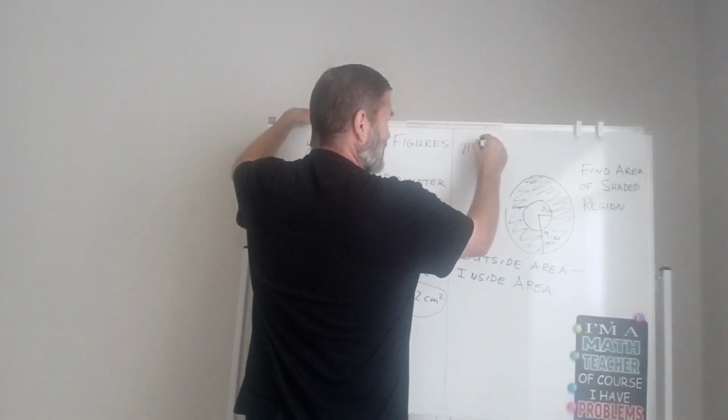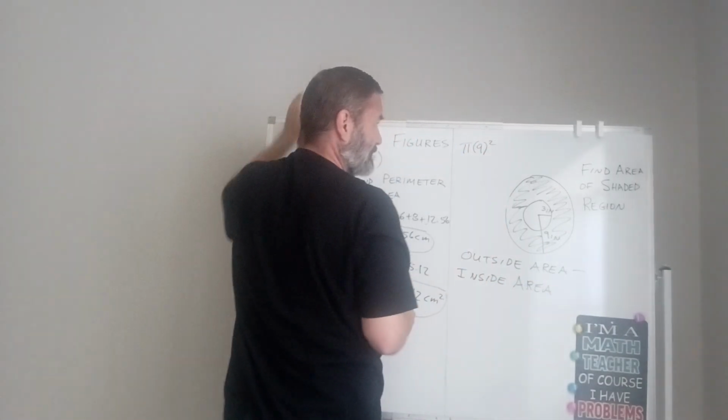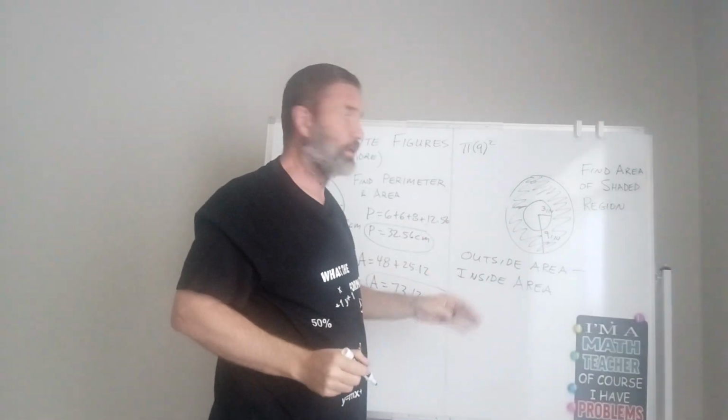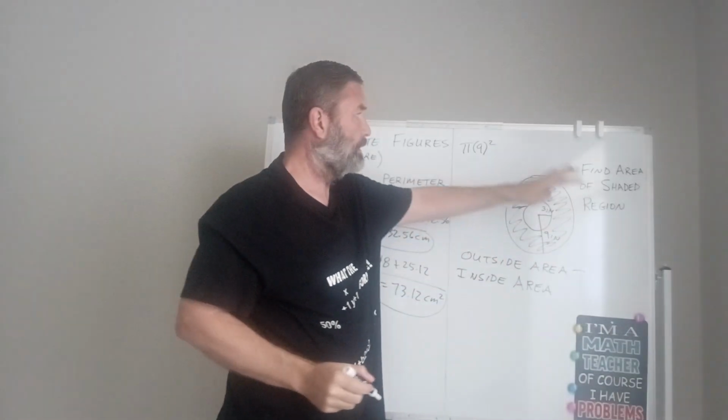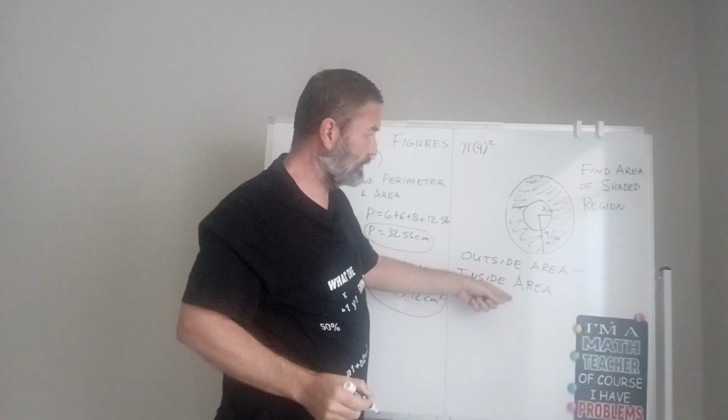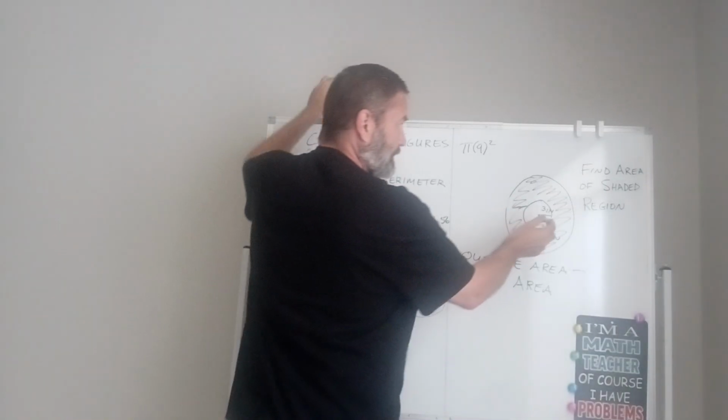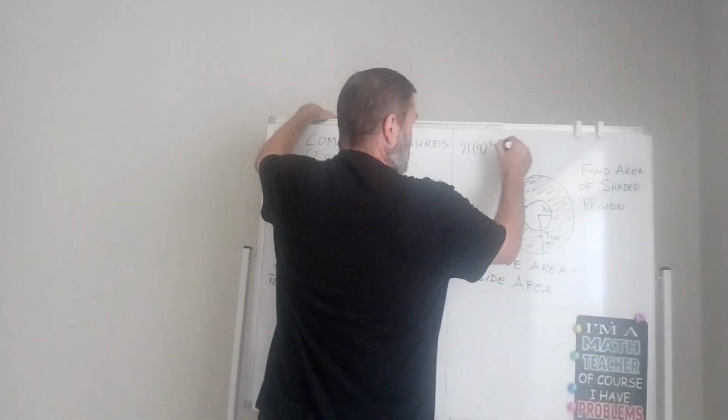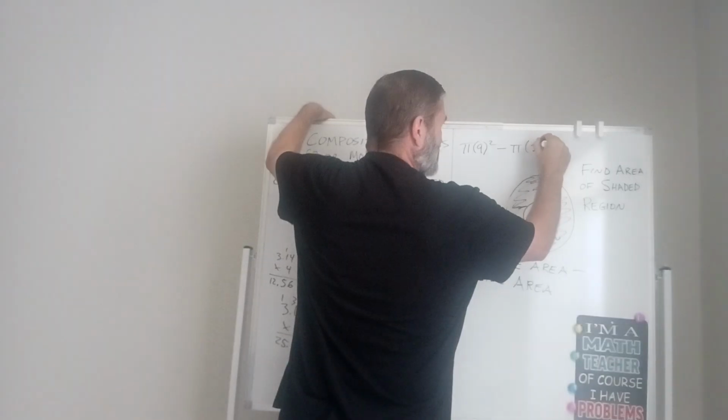So that's pi times 9 squared, because now we're just doing a full circle, pi r squared. We ignore the fact that there's a hole there. We want the area of the outside shape. Now we're going to subtract the area of the inside shape. So that's 3. So then we're going to go minus pi times 3 squared.